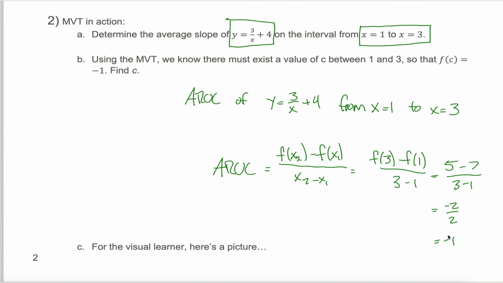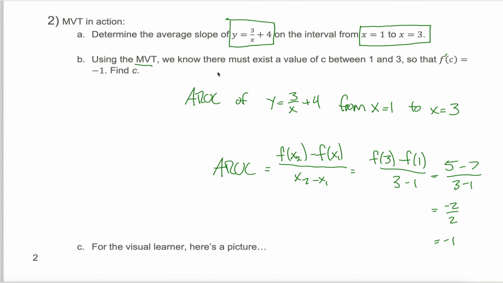Because the slope of that secant line is negative 1, there must be a value of c in between 1 and 3 so that f prime of c, that's important that it says f prime in here, is equal to negative 1. That's what the mean value theorem tells me. It's an existence theorem. It doesn't tell me what c is, it just says there must exist a c between 1 and 3.